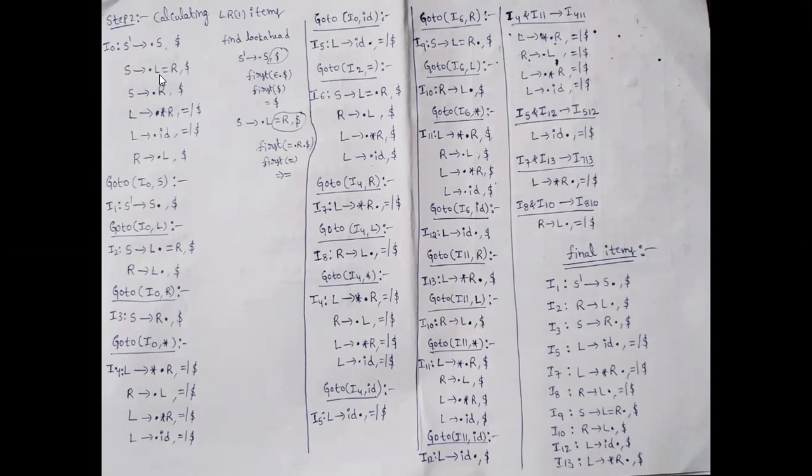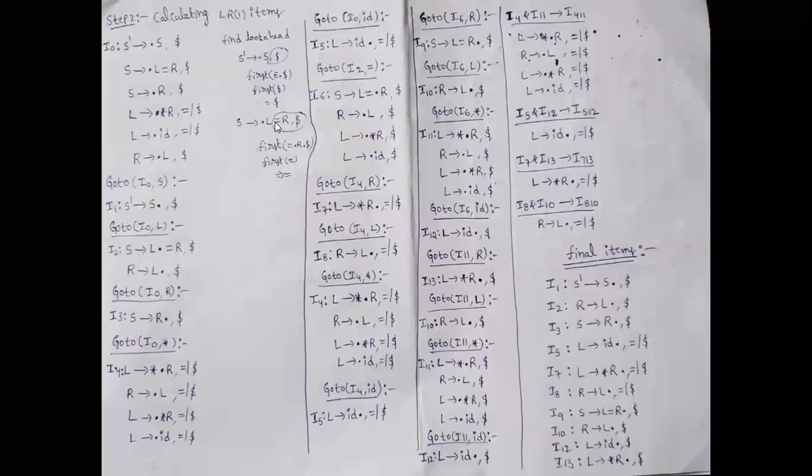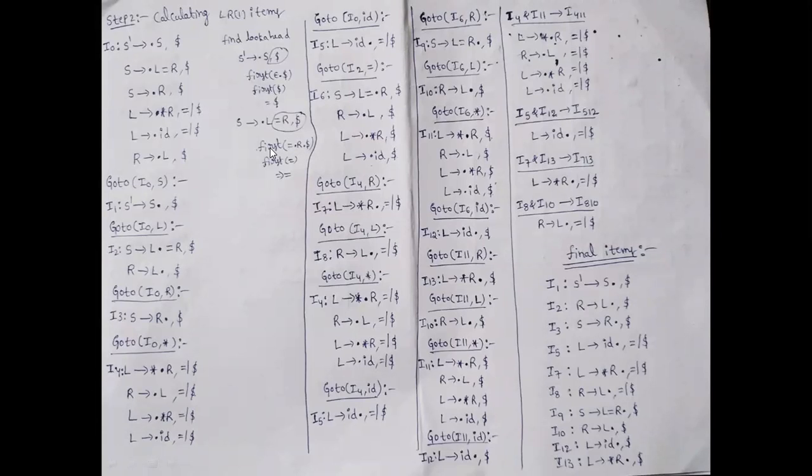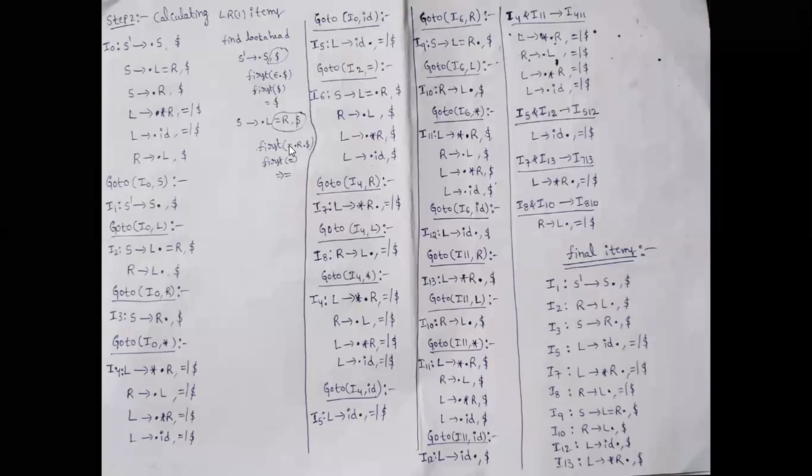Then we are considering this production: S produces dot L equals R, comma dollar. After the dot we have a non-terminal, capital L. Then add the productions of these two L productions. And after L, is there any terminal or non-terminal? Yes, we have equal to, then R, comma dollar. Then we have to find the first of this one: first of equal to R dollar.